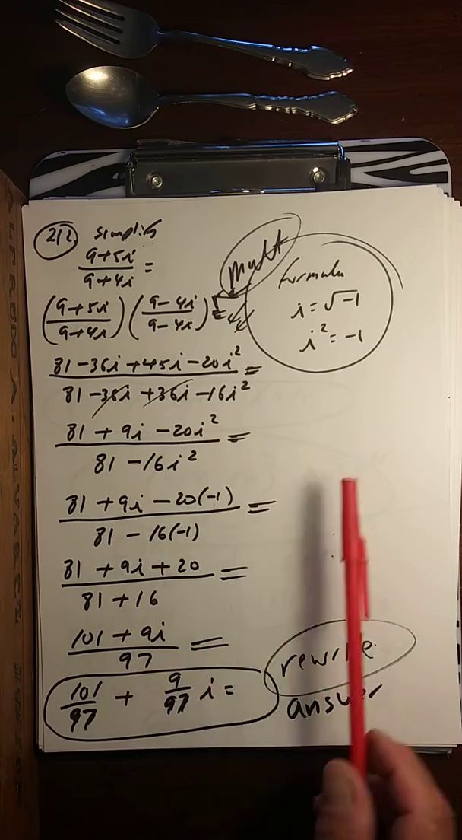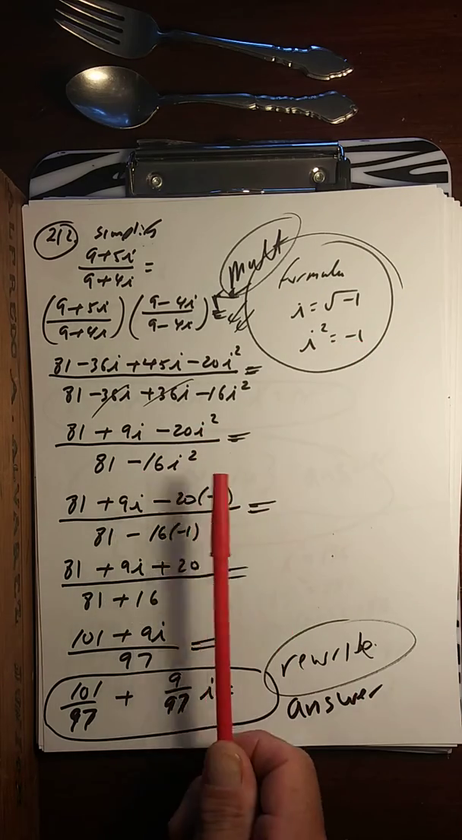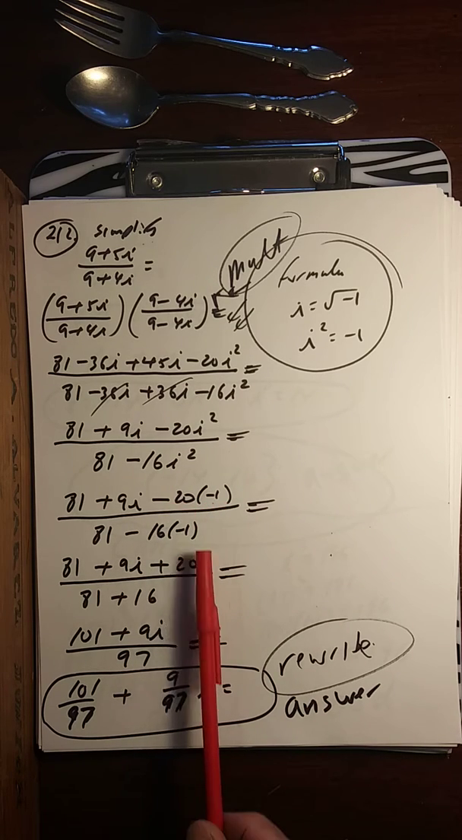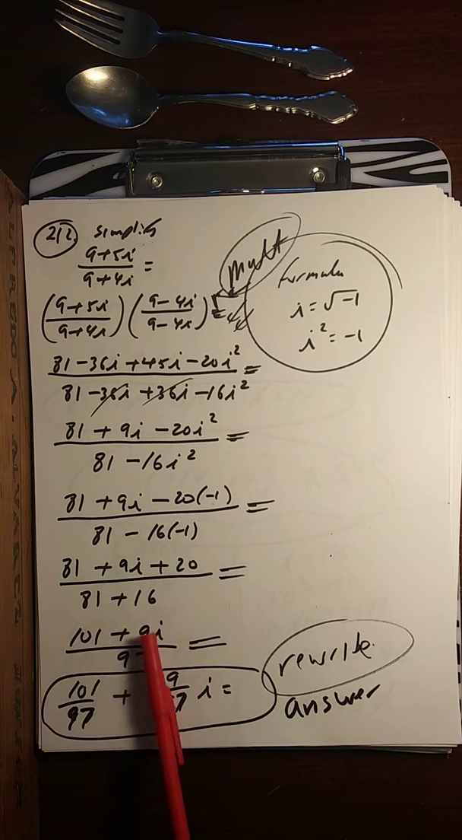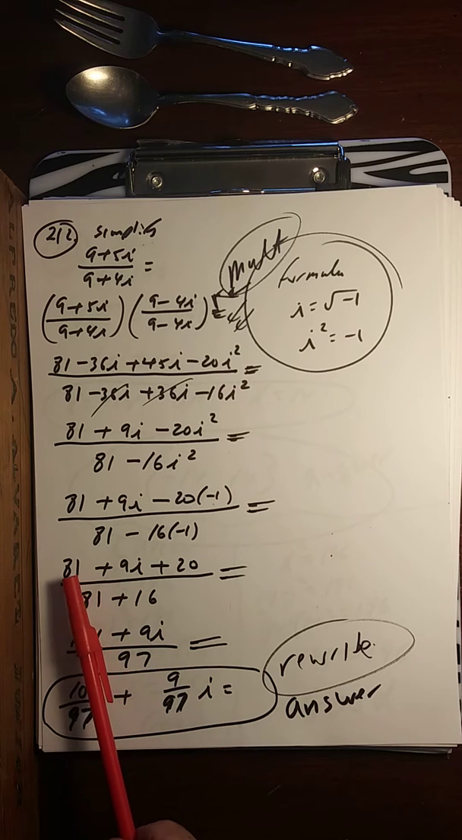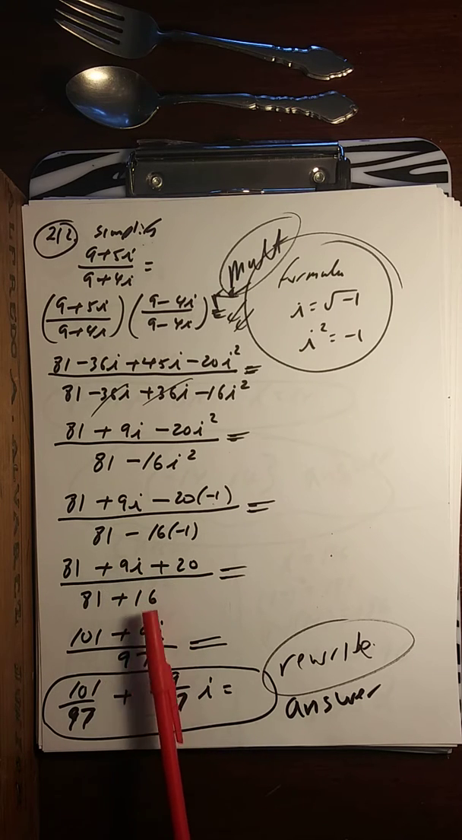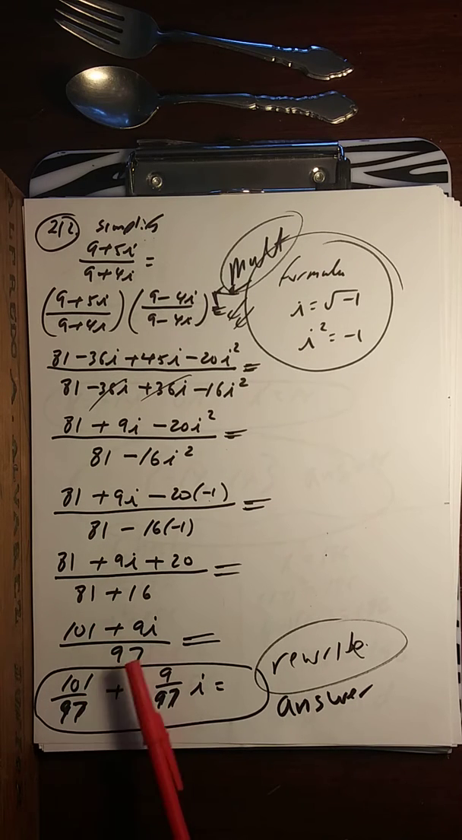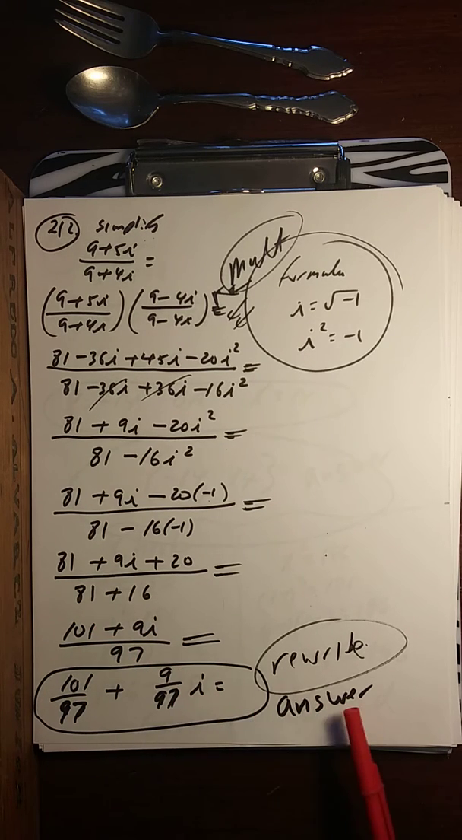i squared, again, we said that's negative 1. So put it in there. Negative 1, negative 1. So that times that is 20. That times that, 16. So on the bottom we have 97. On the top we have that one, and that one is 101 plus 9i. Now break it up into two fractions. 101 over 97, 9i over 97.